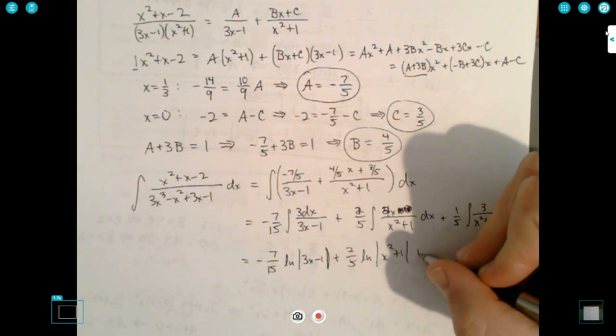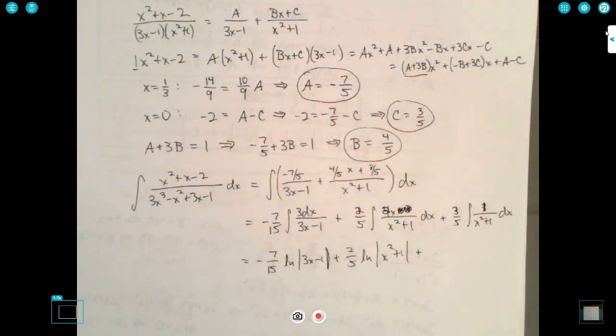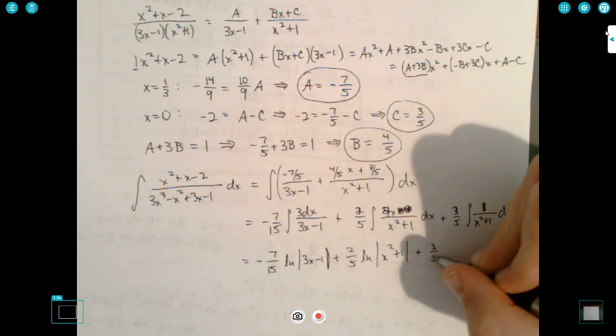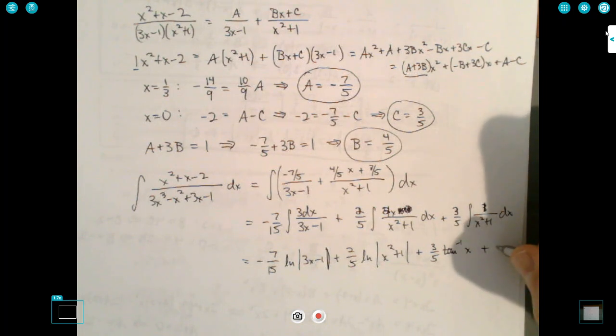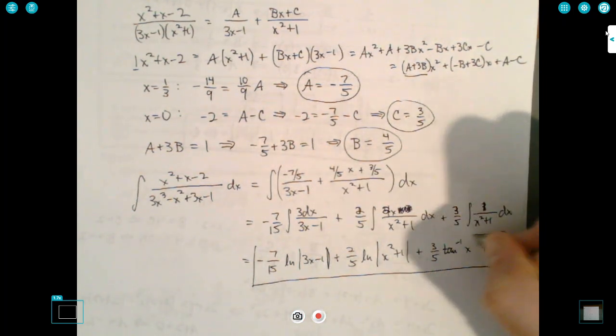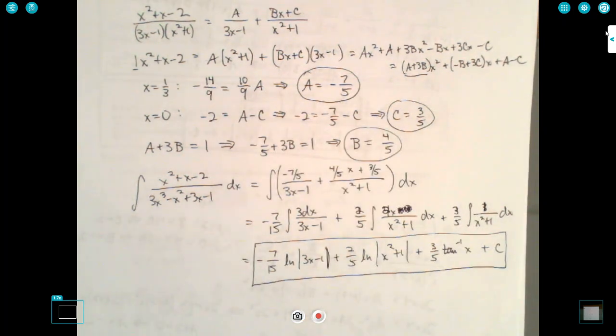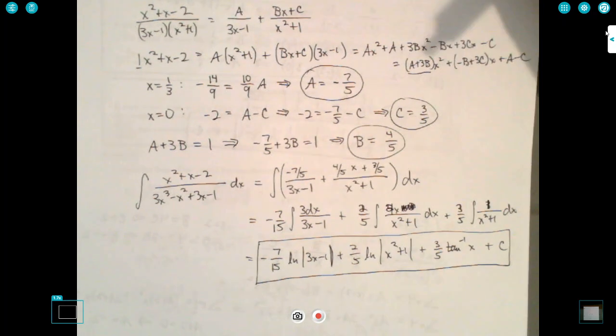And then this one, I suppose I could have taken out the 3 and just made that a 1. And then it's just 3/5 tangent inverse of x. And there's that bad boy. Okay, so there's that one, right? Not terrible. I still had a lot of space.